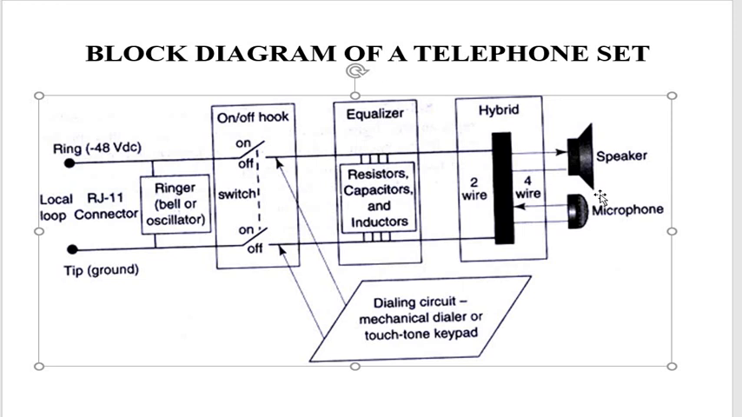Then the next portion is the dialing circuit. This is used for enabling the subscriber to make a call to a destination number. The dialing circuit enables the subscriber to output signals representing different digits, which enables a caller to enter the destination telephone number.